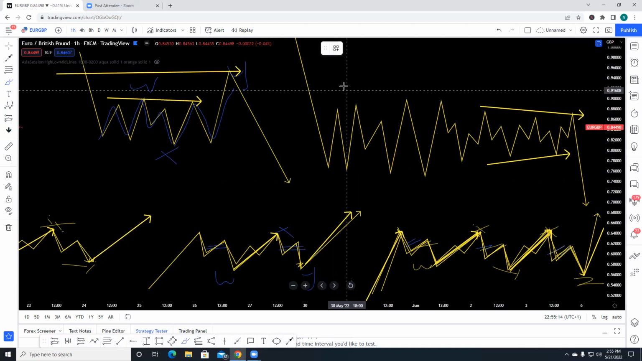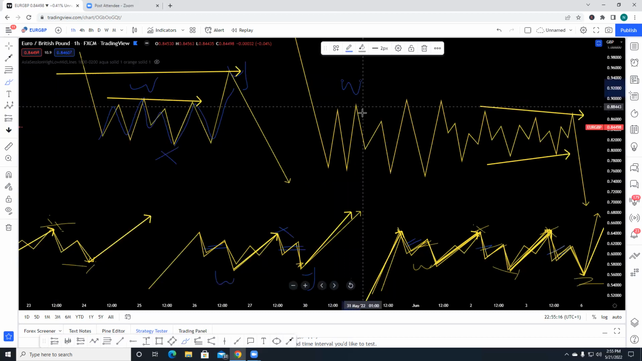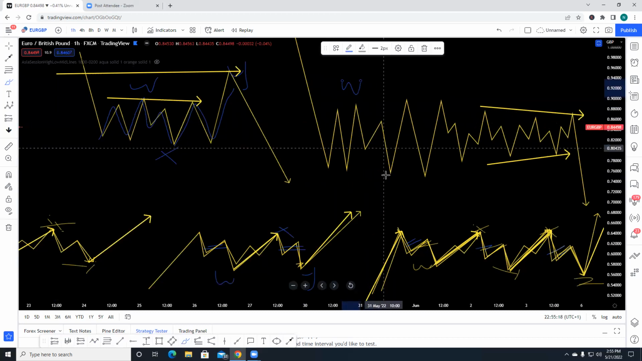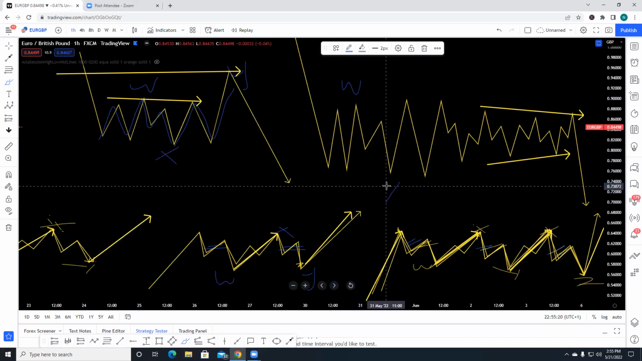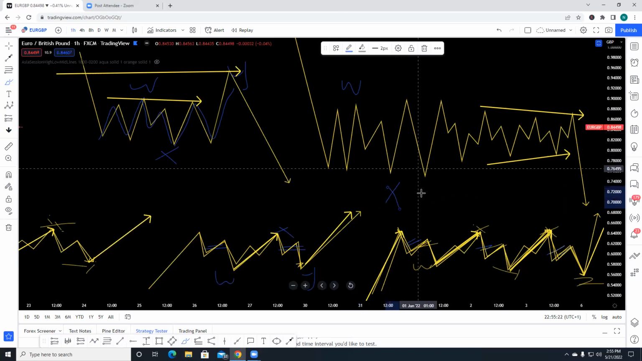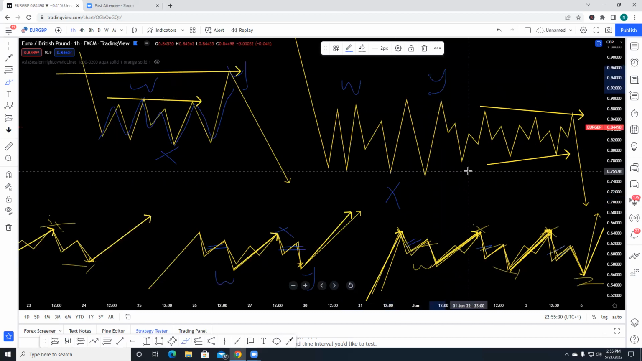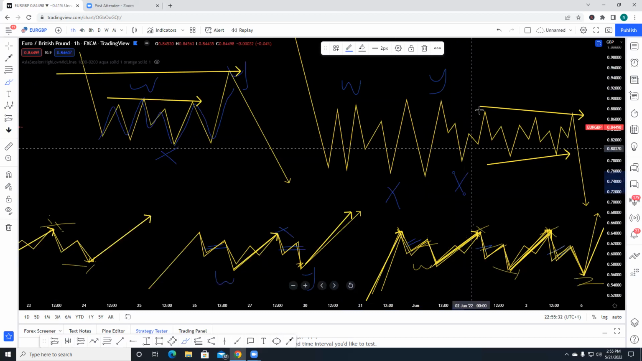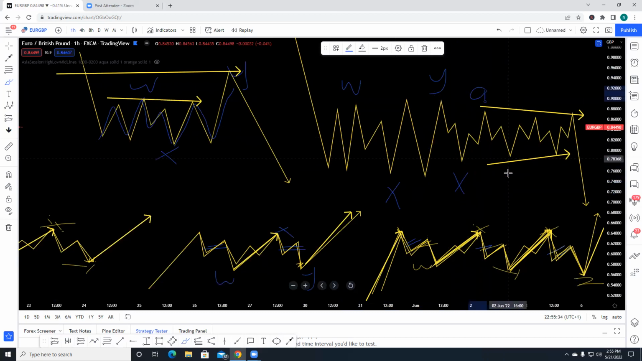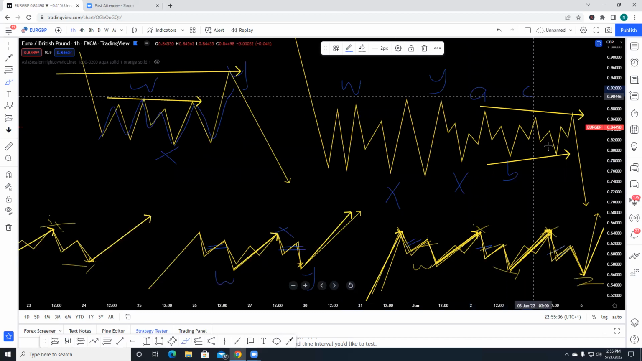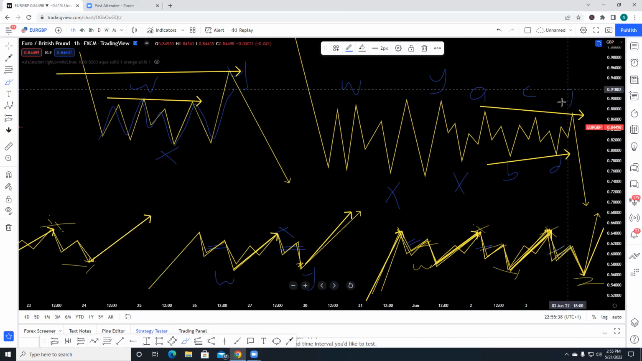This is a regular flat. That is W. You have your connector A, B, C, which is a zigzag. It's your X. You have 1, 2, 3, which is a flat, corrective structure, a regular flat. That's your Y. You have 1, 2, 3. That's another X. And you have a triangle A, B, C, D, E. And you have a move to the downside.